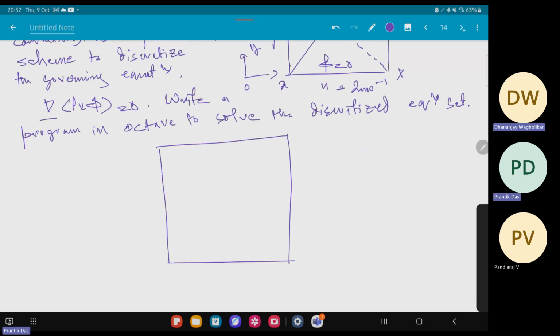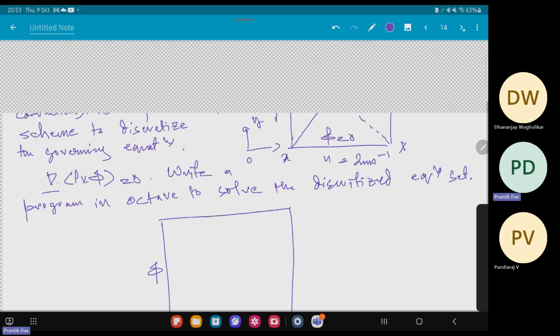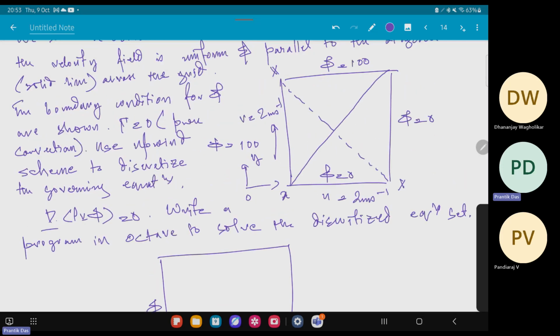Octave or MATLAB, whatever you want, wherever you want to do the programming, I have no problem. Octave is basically the free version of MATLAB. So the distance along the x-axis diagonal. Here you basically have to plot phi. Phi you have to plot along this capital X-axis diagonal.